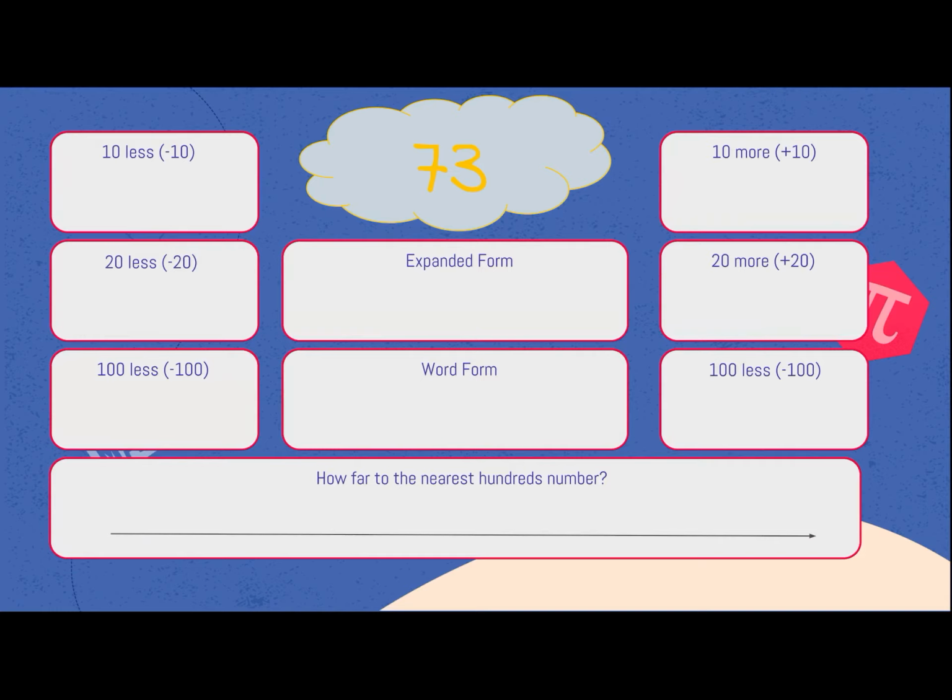I'm going to have you do this by yourself now. So this video is going to pause in a little bit and ask you to fill in these boxes yourself. We're focusing on that number 73. So you're going to answer those questions. For the bottom, for the open number line, or for the how far to the nearest hundreds number, where we're using that open number line, I would just like you to do that on a piece of paper, and then it's going to ask you just to give me that answer, okay?